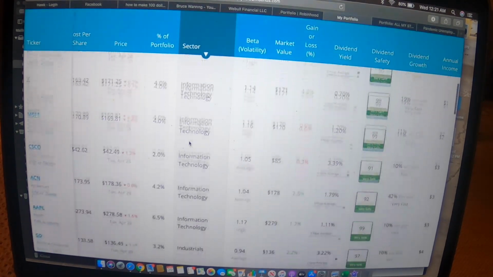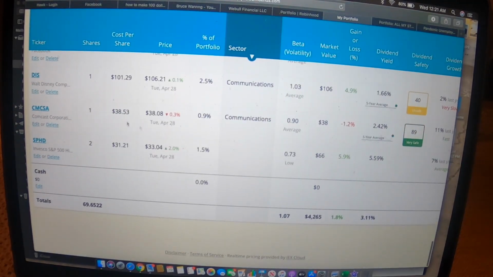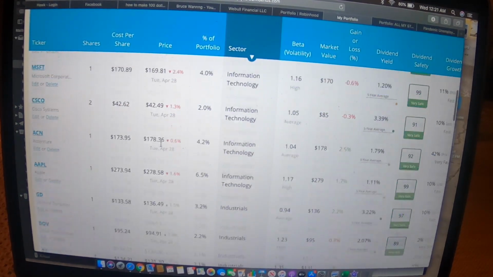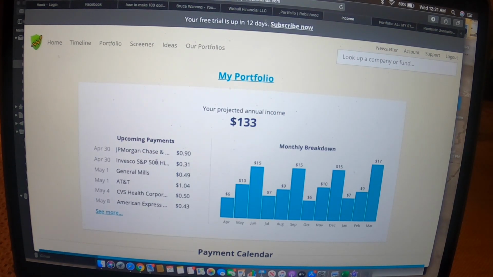If you scroll all the way down to the bottom here, it's going to give you the total number of shares you have, plus any cash left over. As we scroll back up, I click on the income. It tells you what dividend is going to be paying, what day and what month.